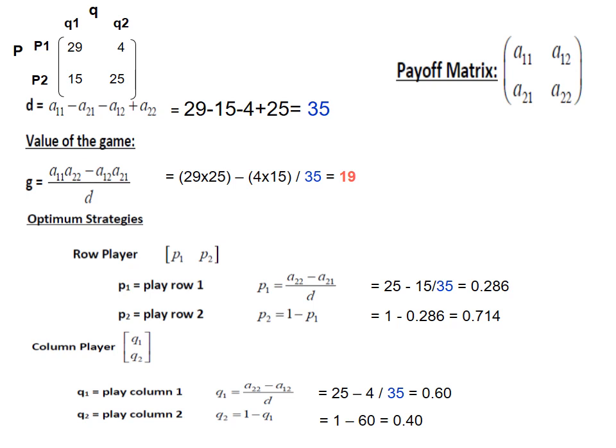For the column player, Q1 and Q2. Q1 equals A22 minus A12 divided by D, equal 25 minus 4 over 35, equal 0.60. 1 minus 0.60 equals 0.40. It is the same answers as we mentioned before.